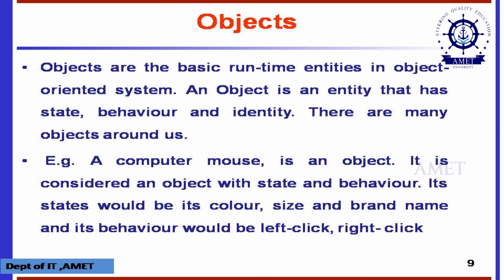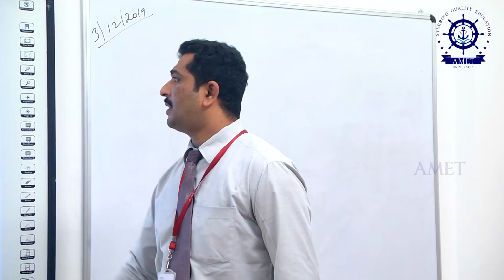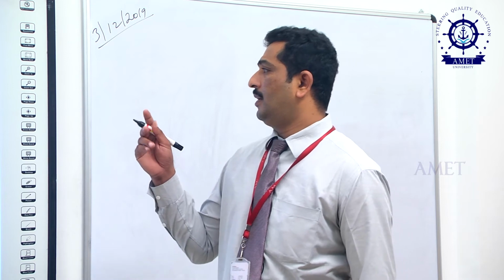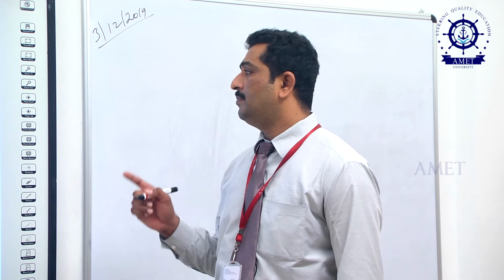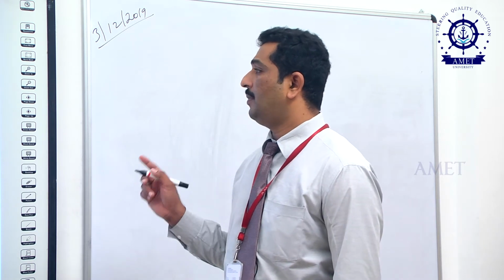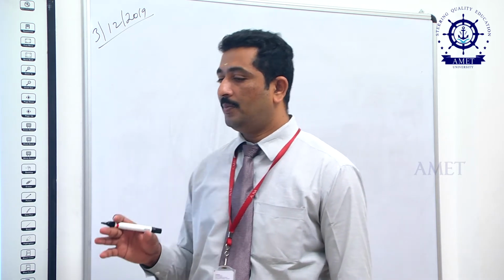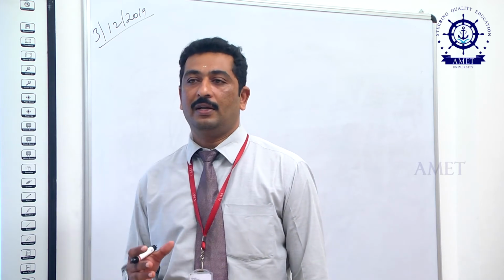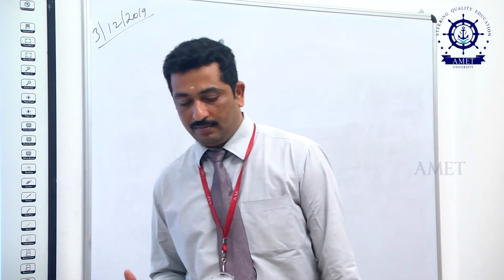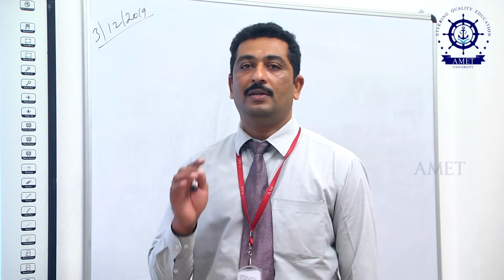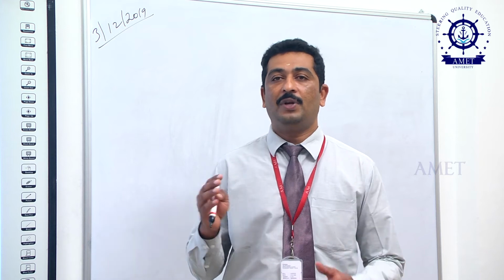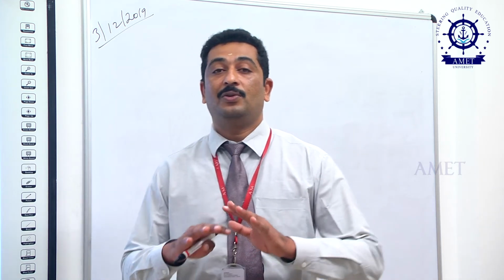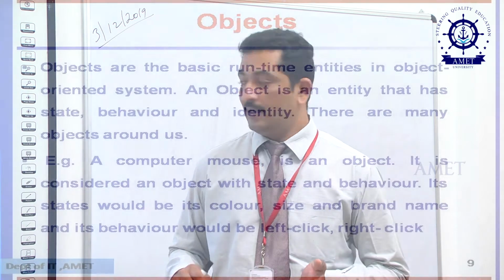First one is object, the first concept of object oriented programming. The object is a runtime entity of an object oriented system. An object is an entity that has state, behavior and identity. There are many objects around us. For example, every object has some identity. Take a pen: it has color, size, height and weight, everything. So every object has some properties, and those things are called objects.